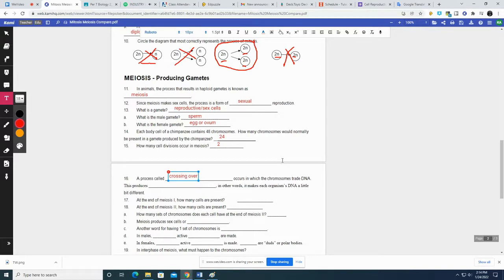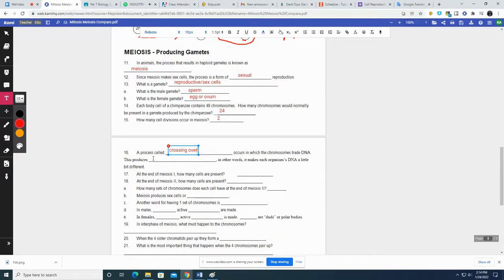Where in meiosis in prophase 1, the homologous chromosomes, the mom chromosome and the chromosome you got from dad, actually exchange some DNA. That's crossing over. This produces blank. In other words, it makes each organism's DNA a little bit different. It produces genetic diversity. And that just means that all the genes or all the alleles in those gametes are all going to be diverse. There's going to be a lot of differences. They're not going to be all the same.